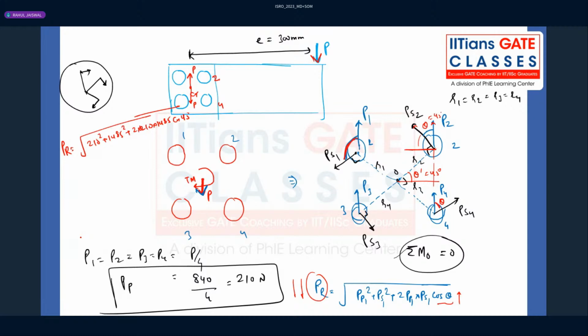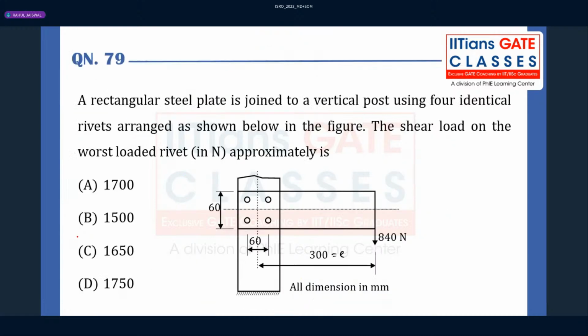Yes, how much value are you getting? All of you? All are getting 1640. Then what should be the resultant load? Approximately you can say 1650 Newton will be the load acting on the worst loaded rivets. Understanding, all of you? They are not asking for primary shear load, nor secondary shear load. They are asking for the combined resultant shear load.